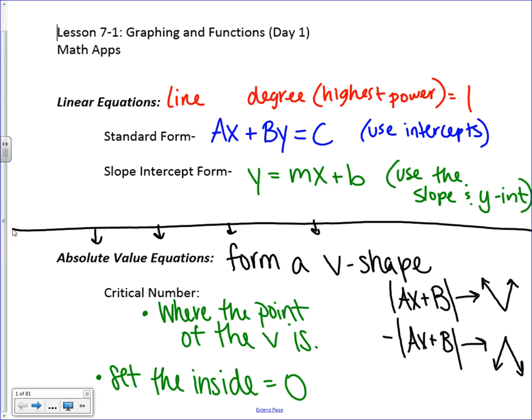Okay, so an absolute value equation is going to form a V shape. If you have an absolute value with nothing in front of it, it's going to be a right side up V. If you have a negative in front of it, it's going to be an upside down V. Now we have this thing called a critical number, and that's where the point of the V is. If you want to find the critical number, you have to set whatever's on the inside equal to 0.